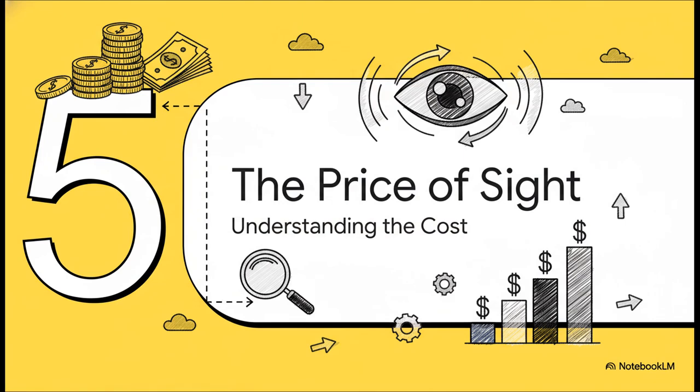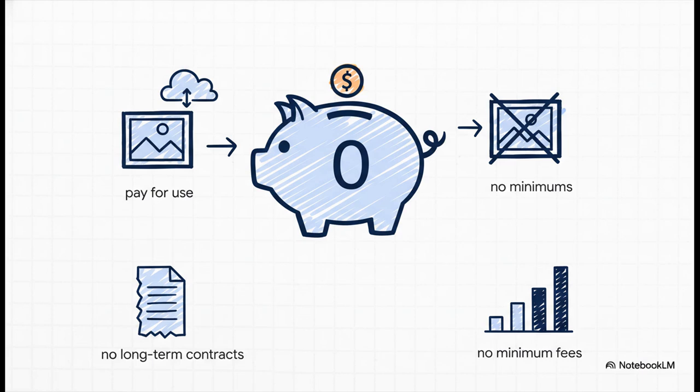Of course, the big question for any developer is, what's this all going to cost me? So let's talk about the pricing, because it's designed to be just as accessible as the technology itself. The philosophy is really simple. You only pay for what you use. That's it. There are no minimum fees, no long-term contracts, no upfront commitments. If you analyze one image, you pay for one image. If you don't analyze anything, you don't pay anything. This is absolutely perfect for just trying things out, or for apps that have really variable traffic.